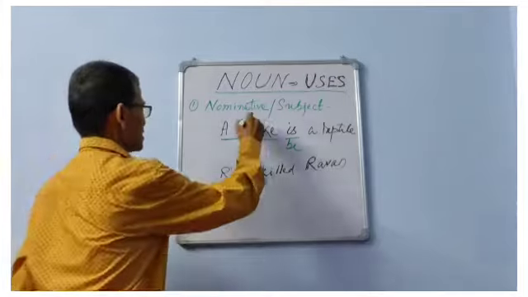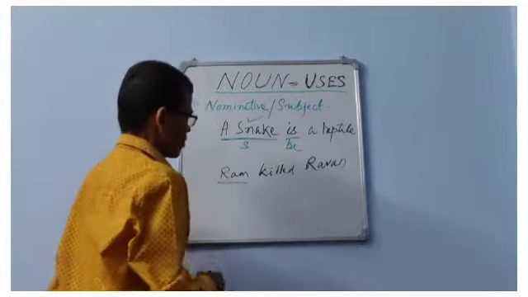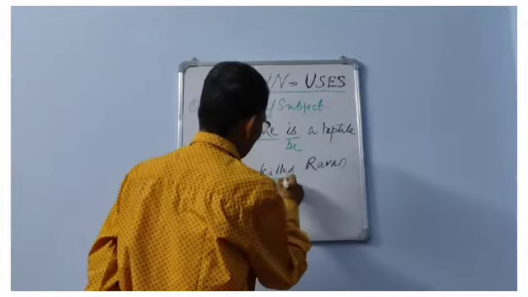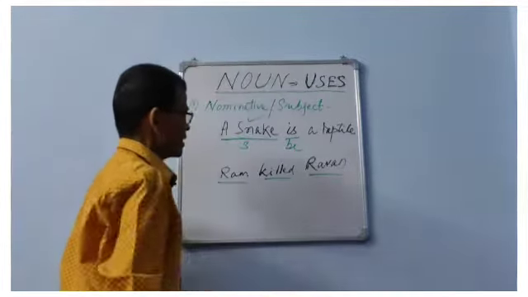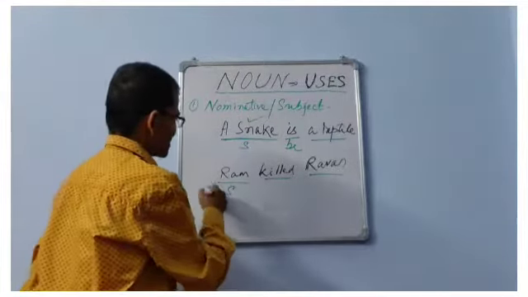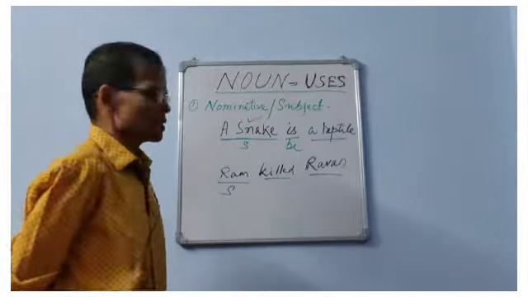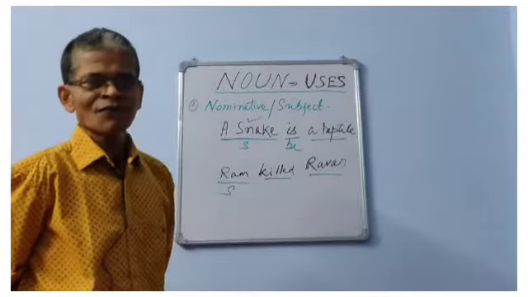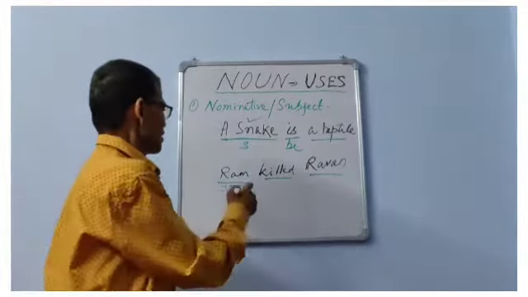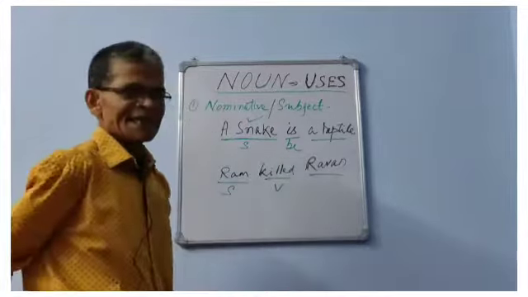Now a snake is the subject, and come to the second example: Ramo killed Ravan. Okay, now you see Ramo is the subject. Subject means the doer of a work, the agent of an action. Now Ramo is the subject and the verb is killed.